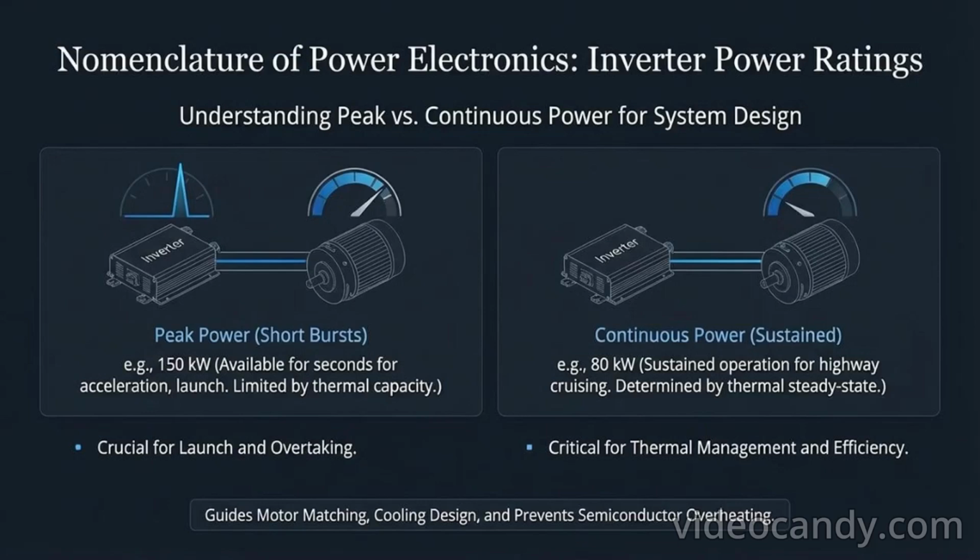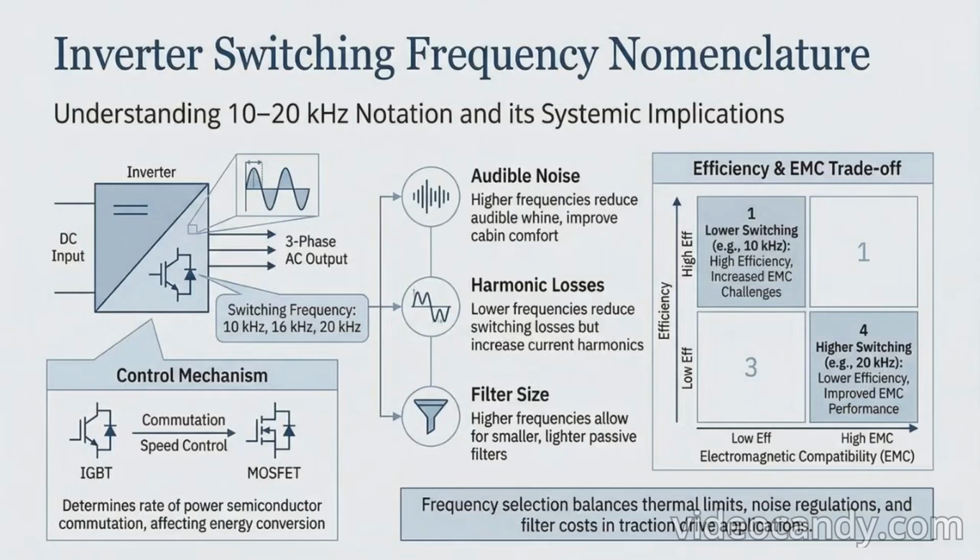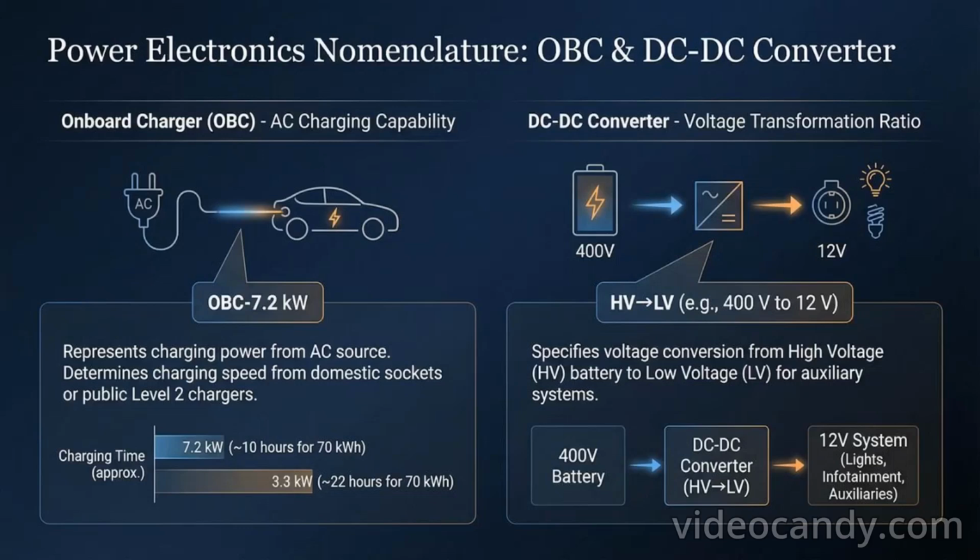Another important term is switching frequency, usually written as 10 kHz, 16 kHz, 20 kHz. This tells us how fast the inverter switches the current flow using power semiconductor devices like IGBTs or MOSFETs. The onboard charger has terms such as OBC 3.3 kilowatt, OBC 7.2 kilowatt, or OBC 11 kilowatt. These numbers indicate how quickly the EV can charge from an AC source.